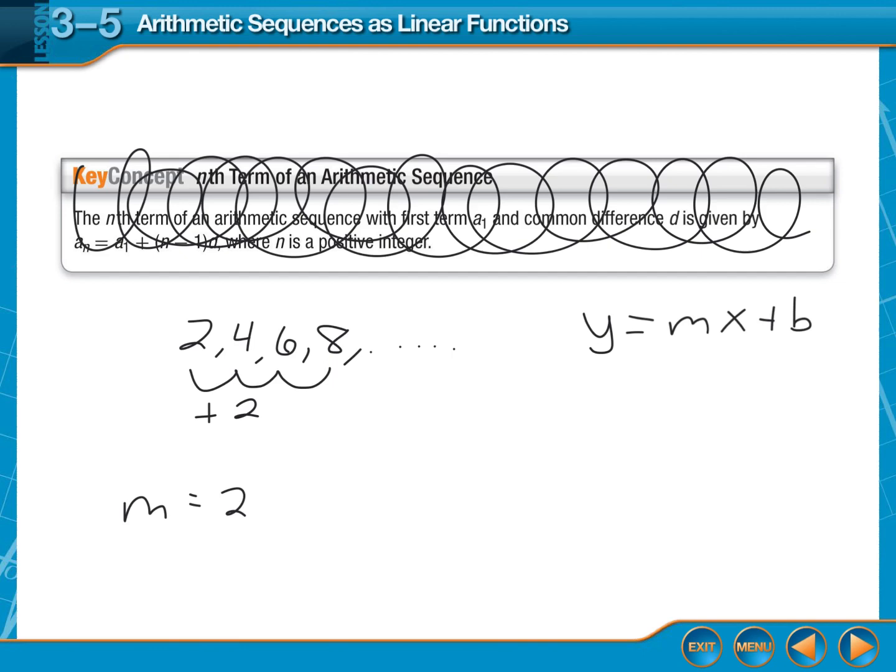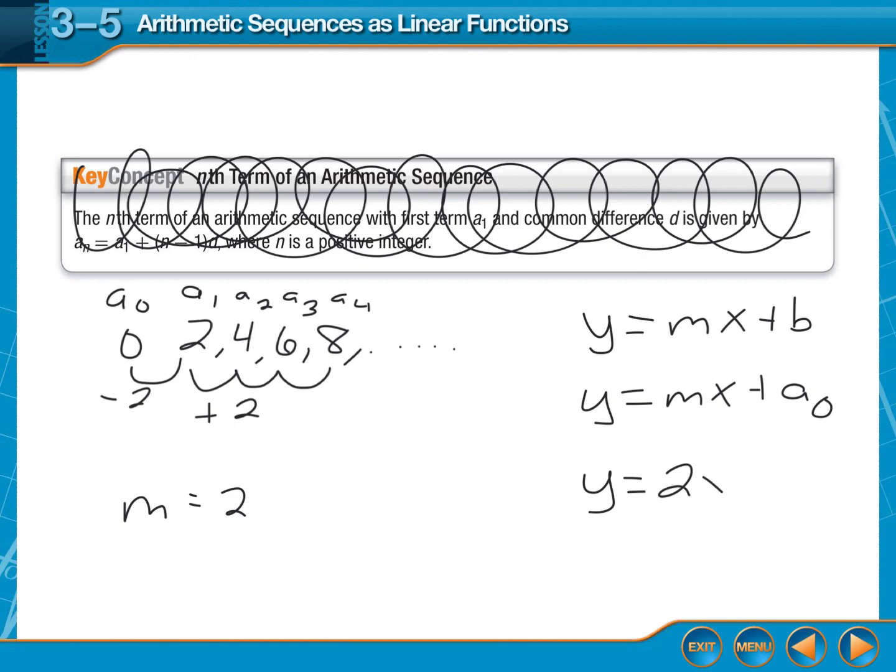But this is A1, A2, A3, A4. We want y equals mx plus a sub 0. So a sub 0 is over here, so we need to subtract 2, so it would be 0 there. Does that make sense? So it would now be y equals 2x plus 0, or I can leave that 0 off.